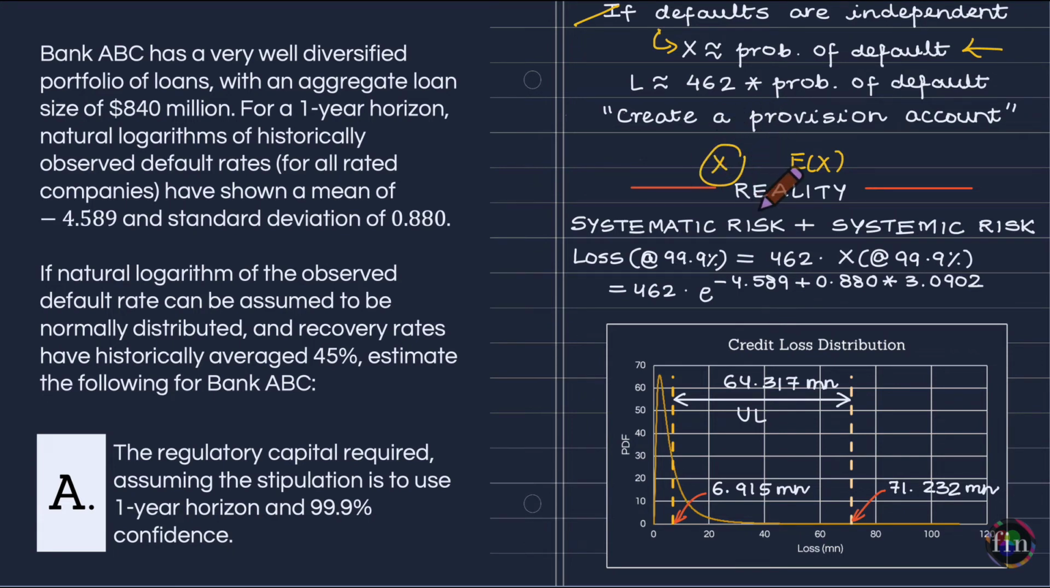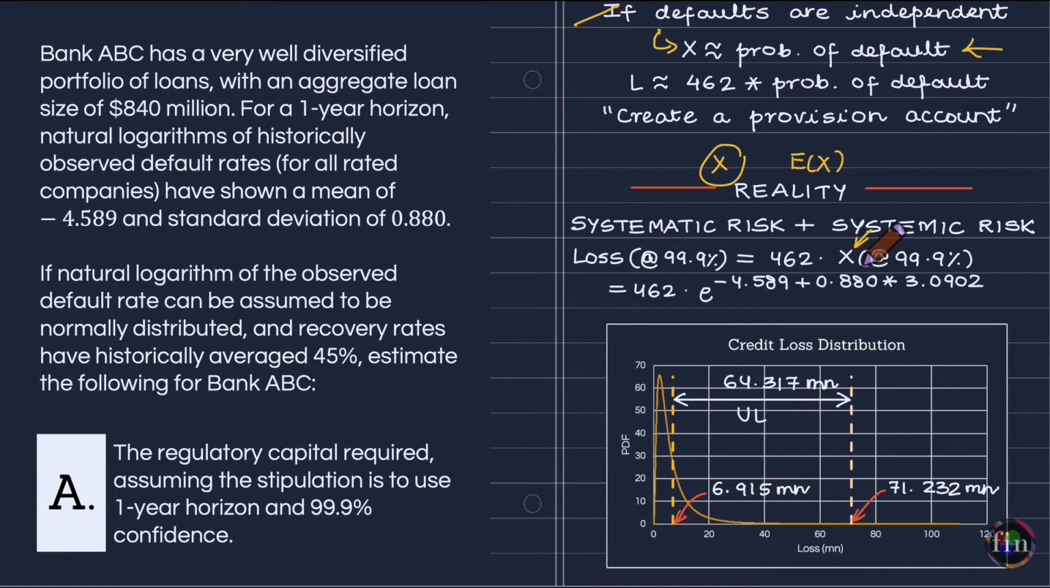For regulatory capital purposes, please note that the confidence level which is stipulated by regulators is 99.9%. So let's do this. Let's pick X at 99.9% confidence based on the assumed distribution of X. Multiply it with 462 and you will get the worst case loss at 99.9% confidence.